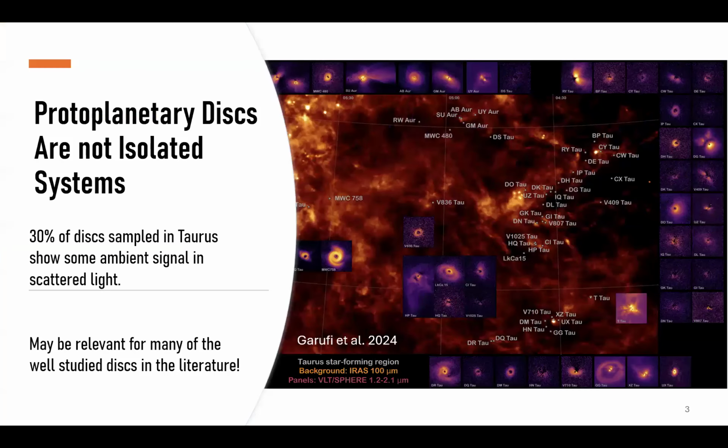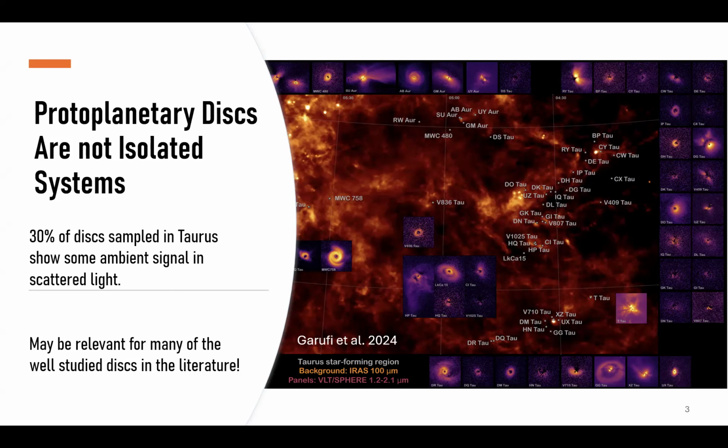But there's one thing that we must not forget, and that is that most protoplanetary disks are not actually in isolation. This is a figure from Antonio Garufi's 2024 paper showing the Taurus molecular cloud. The red emission here is 100 micron thermal emission, showing the locations of lots of different disks. So there's AB Aurigae up here, MWC 758 over there, and these insets are SPHERE observations.